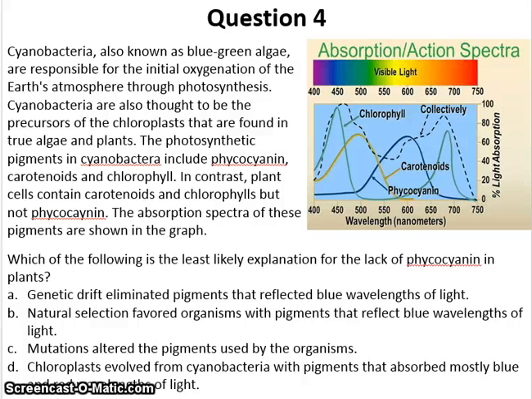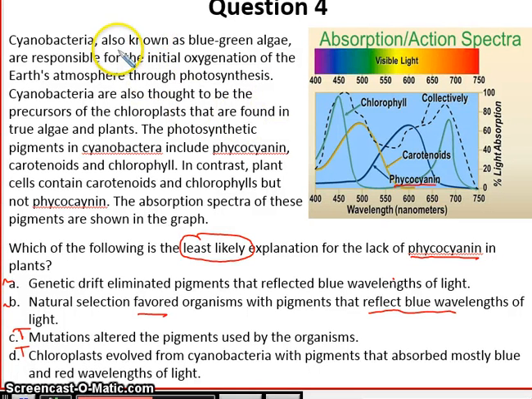We're going to look at question number 4 really quickly. What question number 4 is asking us about is this cyanobacteria. Let me get rid of some of this really quickly. Cyanobacteria, also known as blue-green algae, are responsible for the initial oxygenation of the Earth's atmosphere through photosynthesis. These bacteria are also thought to be precursors of chloroplasts found in true algae and plants.